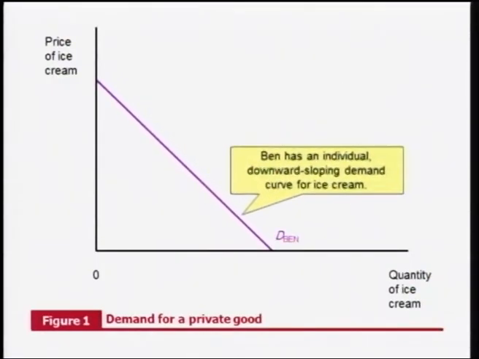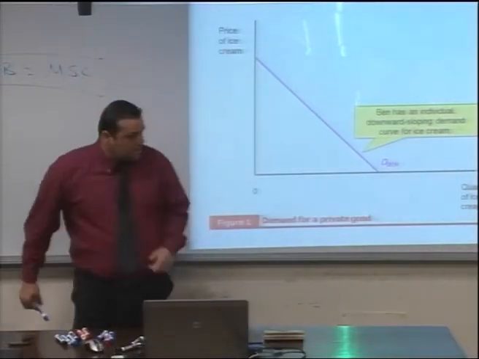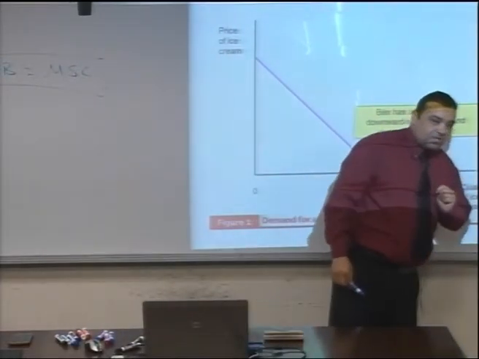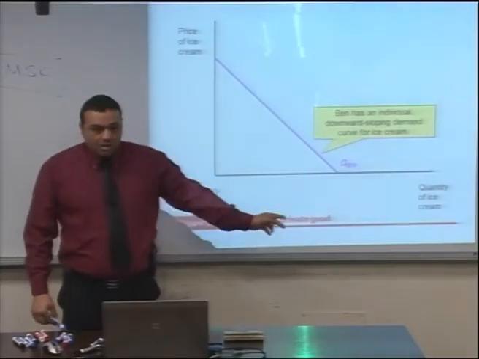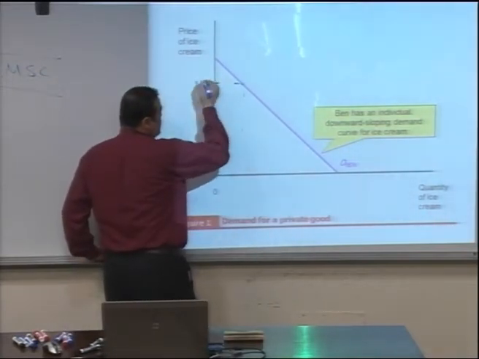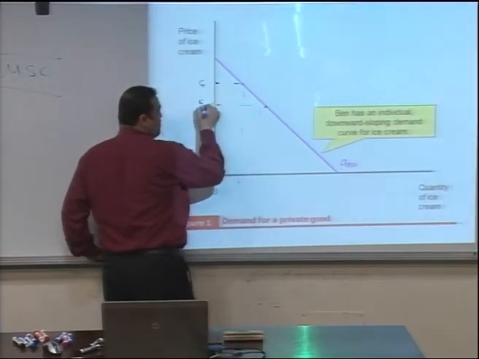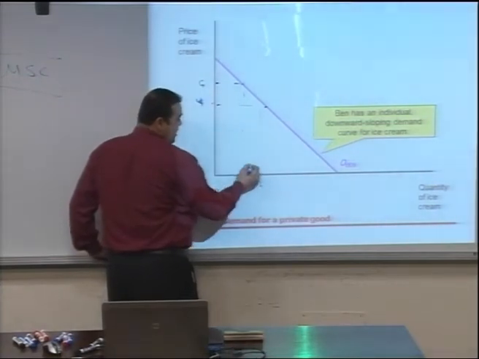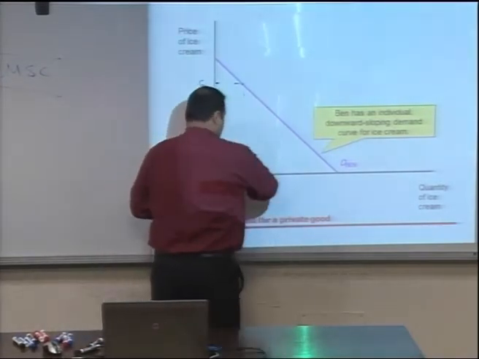So, in this diagram, this is the demand curve for Mr. Ben. Here's the price of ice cream and the quantity demanded of ice cream. This is the demand curve. It's downward sloping for Ben. As the price is 5, he can buy 1 unit. As the price goes down to 4, for instance, he can buy 2 units. And so this represents the downward sloping demand curve for ice cream for Ben.